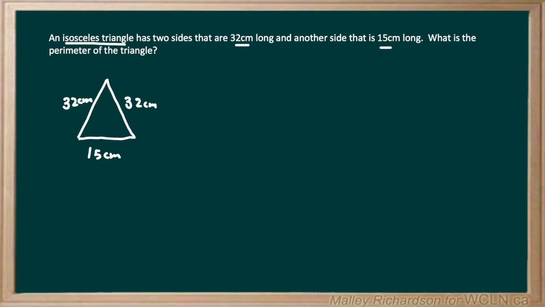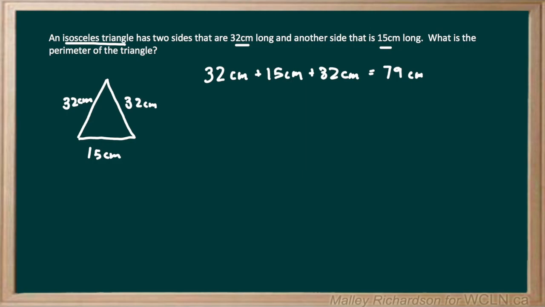Now that we have our picture drawn, we're going to move on to step 2 of actually doing the calculations. So we need to find the perimeter of the triangle. Now remember, there are two ways to do this, so let's start with the first method by just adding up all the sides. So we have 32 centimeters plus 15 centimeters plus 32 centimeters again. And 32 plus 15 plus 32 gives us our final answer of 79 centimeters as our perimeter.